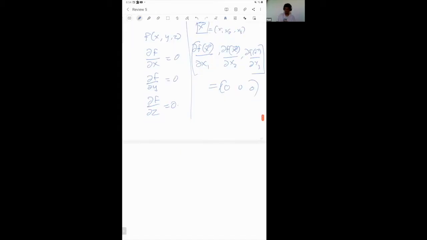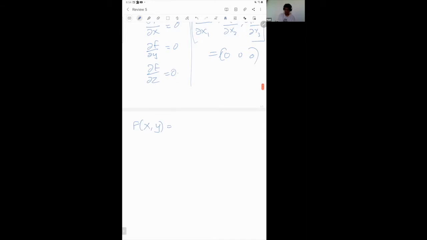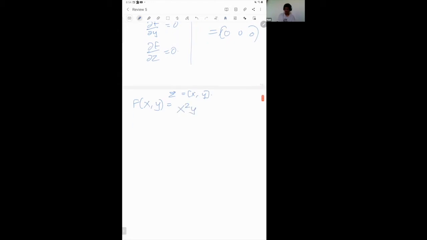So, for example, let's say f of x, y, where my vector is just constituting of x comma y, is x square y. But now I have this constraint, which is x square plus y square equals 1. So now my x and y are only within those domains where this condition is met.